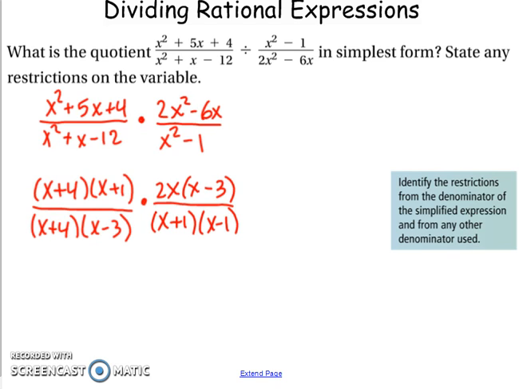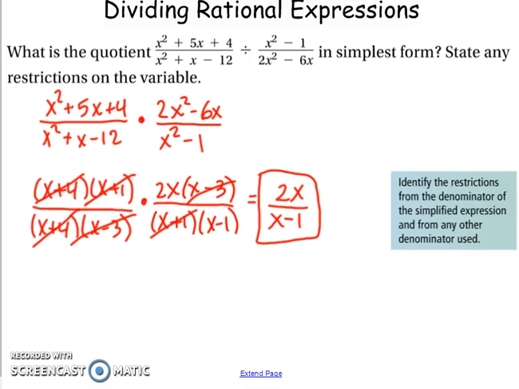Same rules apply. We're going to cancel out things that are on opposite levels. So the x plus 4 we can cancel out with this x plus 4. The x plus 1 here we can cancel out with the x plus 1 here. And the x minus 3 we can cancel out with that one. So what we're left with is a 2x on top and an x minus 1 on the bottom. So that is simplified form.